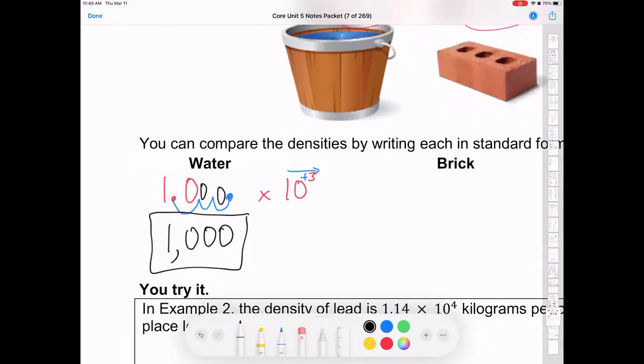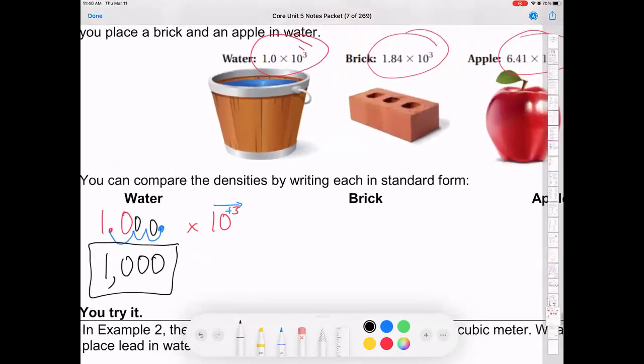Next, for the brick, we have 1.84 times 10 to the 3rd. Very, very similar scenario. We're going to move that decimal over 3 times. So 1, 2, 3. And anywhere we see that bump, we put a 0. So we're looking at a density of 1,840.